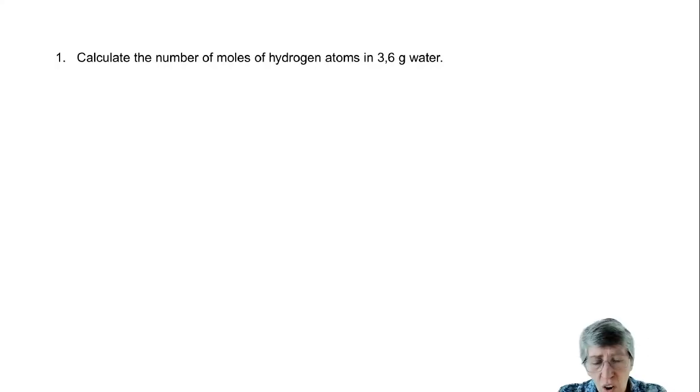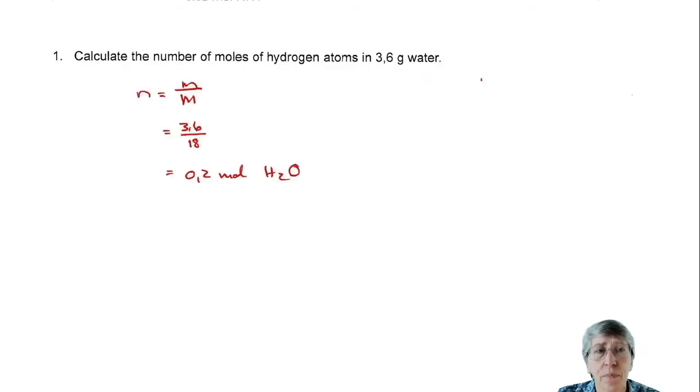Now here they ask you to calculate the number of moles of hydrogen atoms, but what they give us is water. So somewhere along the line, I will have to convert from the one to the other. But first, I'm starting with what they give us. They gave us a mass of water. So let's convert that to moles first. And now that I've got the moles of water, I need to go from water to hydrogen atoms.